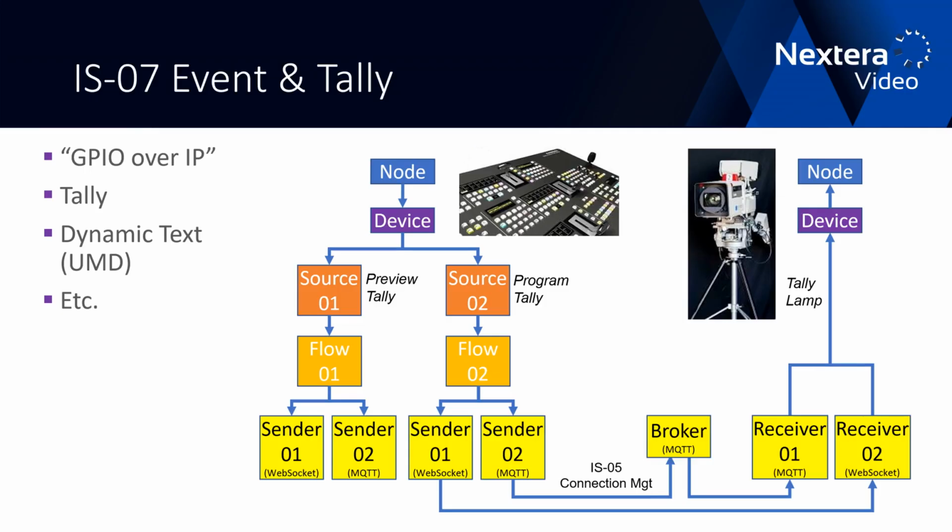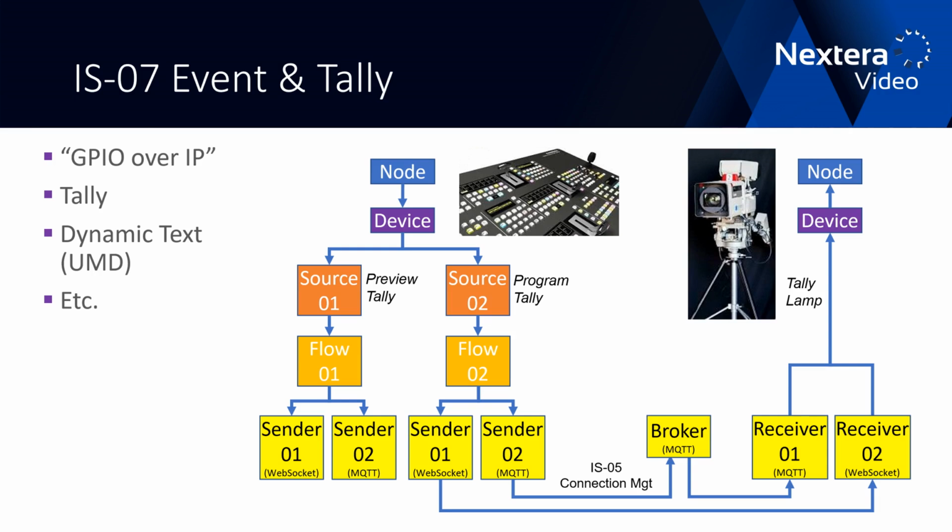So what else can we do with NMOS? Well, what if we have a production switcher like this and we want to light up a tally lamp or something like that? Well, we can actually use NMOS. We call it IS-07 for event and tally. This is essentially GPIO over IP, gives us tally functionality.